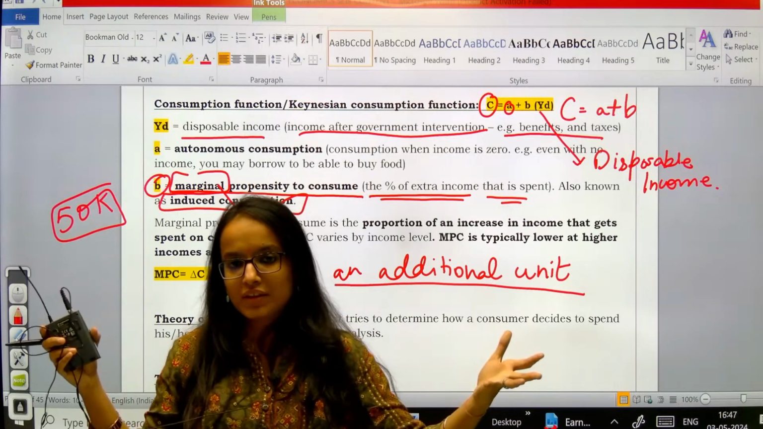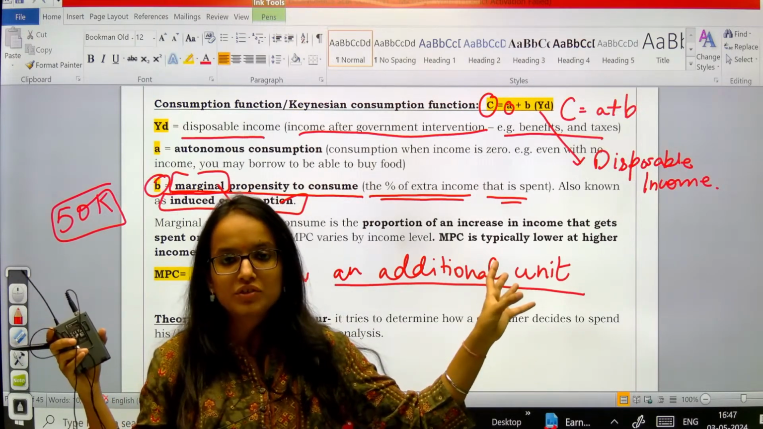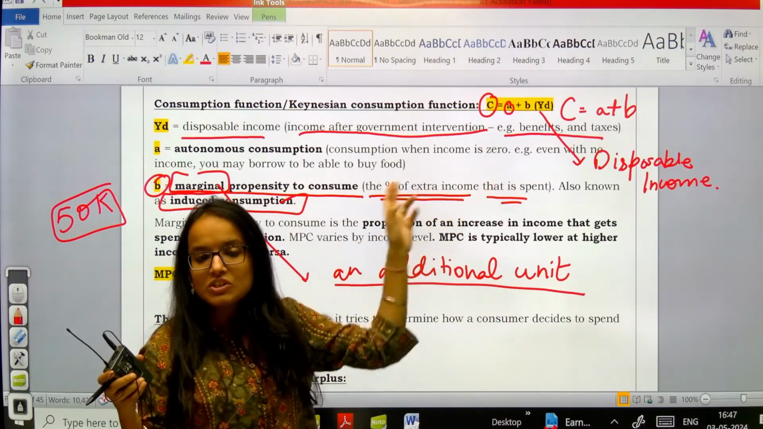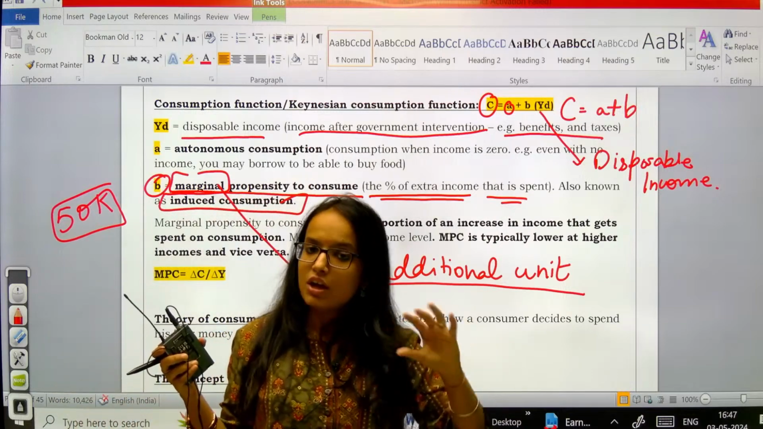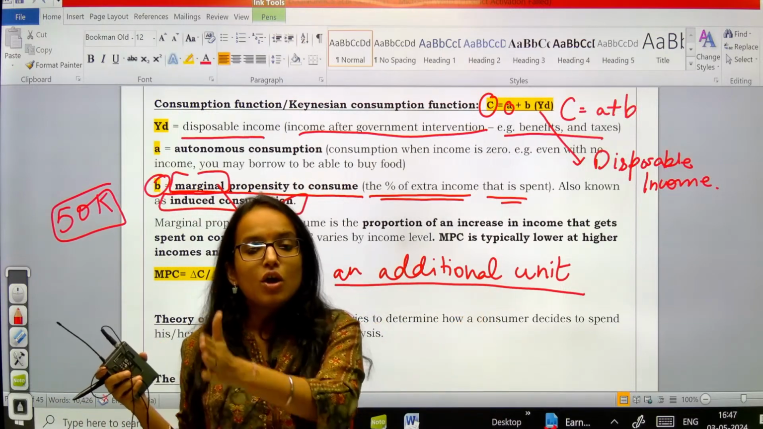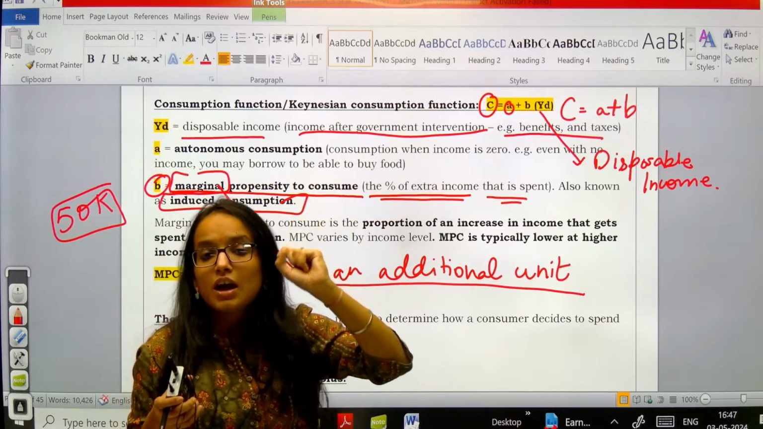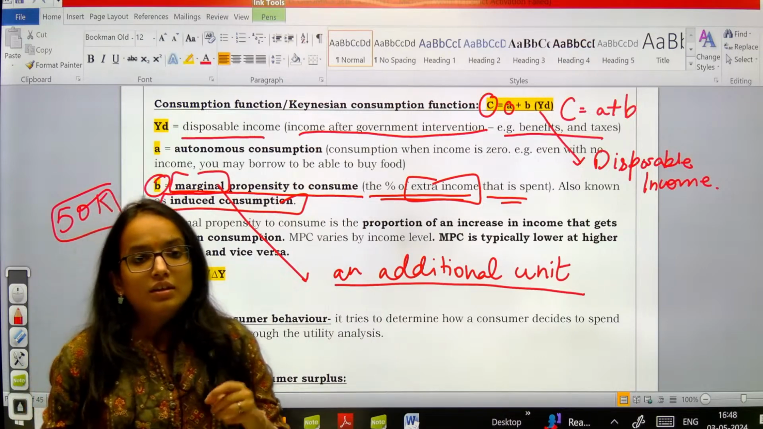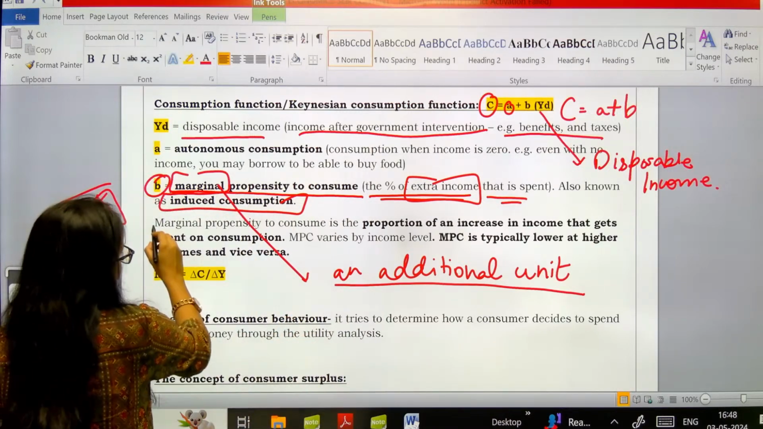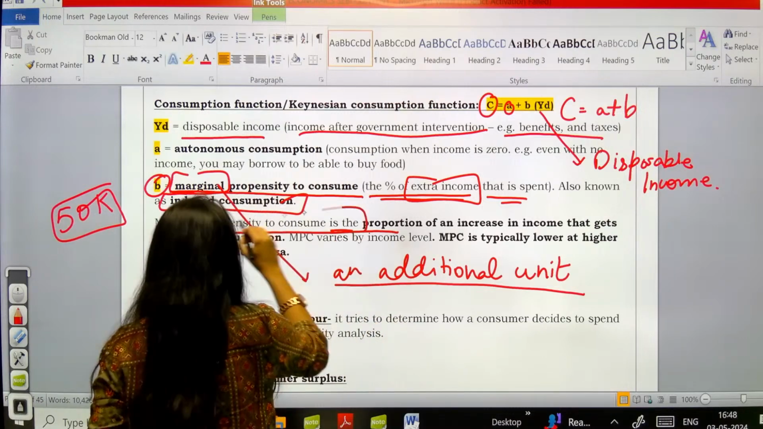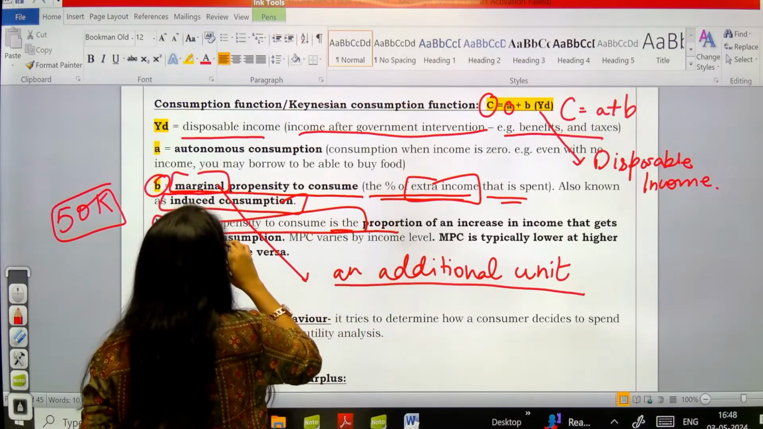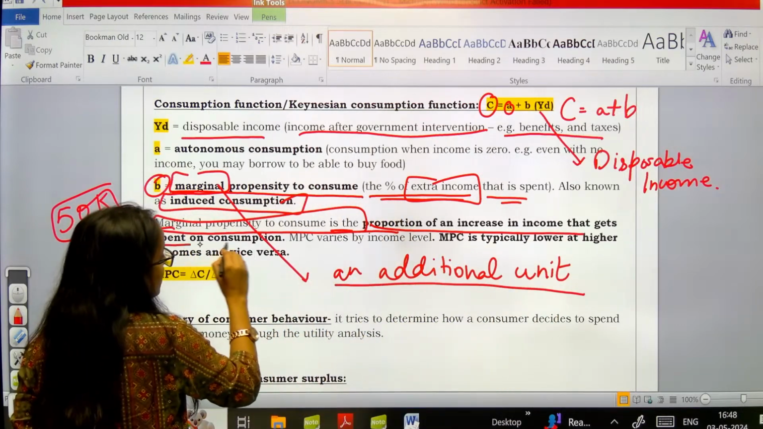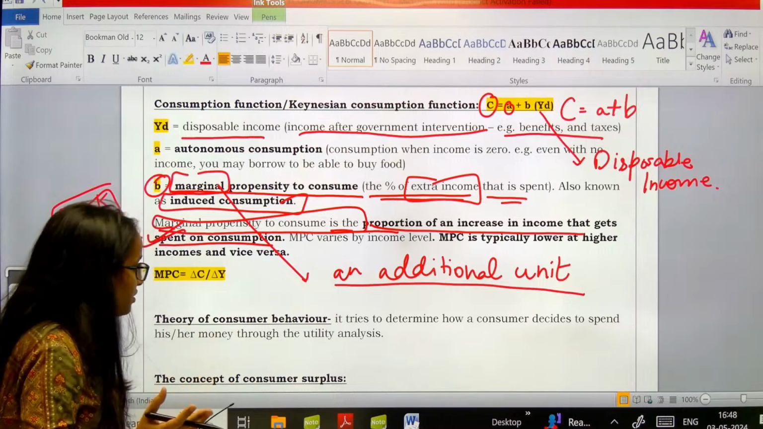So there are two kinds of consumption in this consumption function. First is autonomous consumption, small a, and then we have the small b, which is induced consumption. Autonomous consumption does not depend on the level of income. B, or induced consumption, depends upon the income. Okay. Now there is a feature about marginal propensity to consume. First, let's understand, marginal propensity to consume is the proportion of an increase in income that gets spent on consumption. Okay, this is what I explained to you.